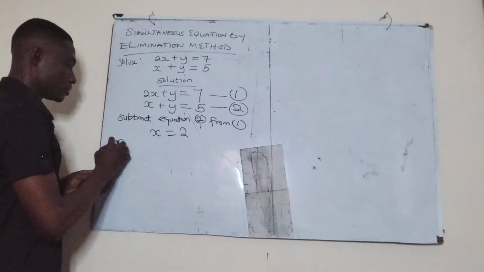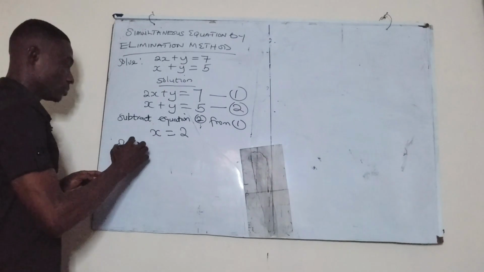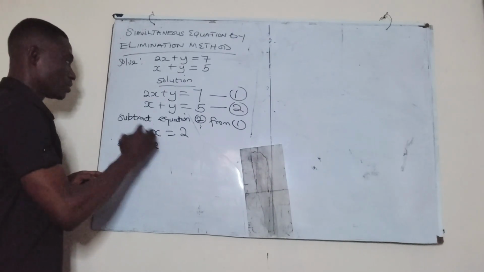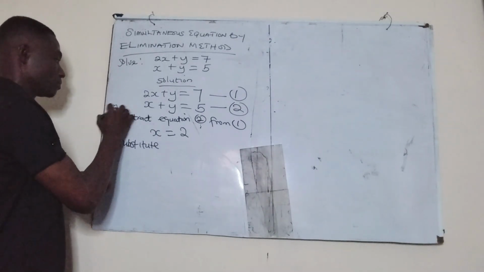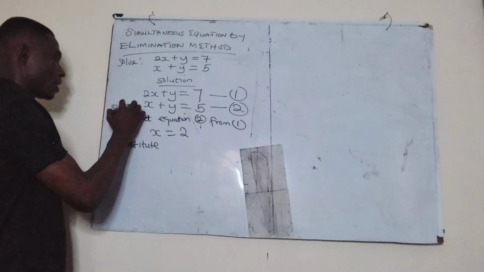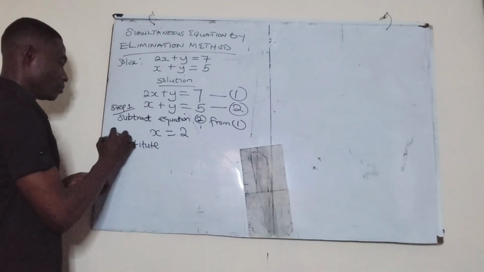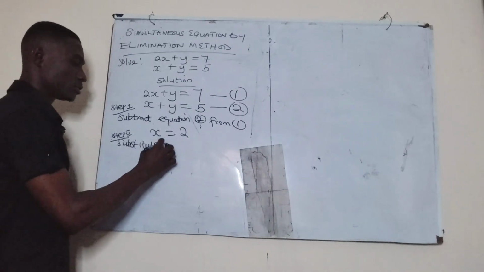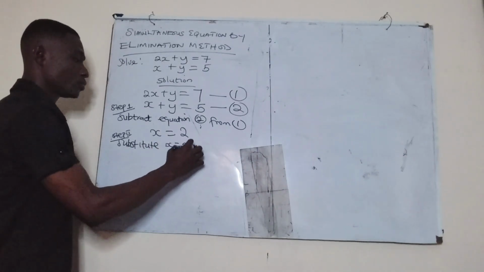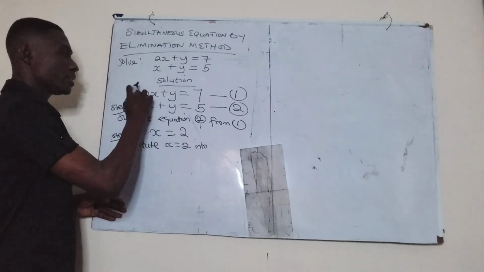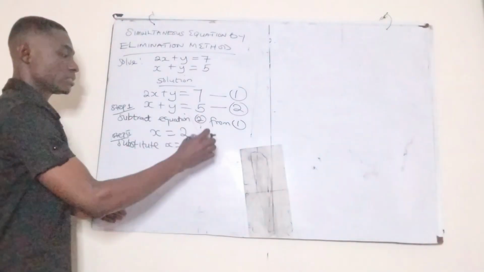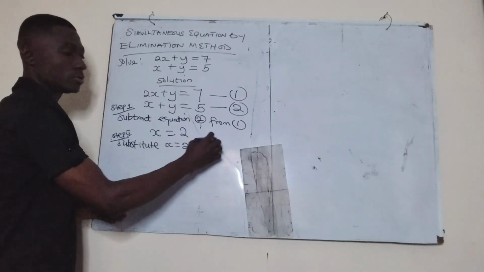So the next step is that we can substitute. Let me say this is step 1, that we have applied here. This should be our step 2. Step 2 is to substitute x equal to 2 into either of these equations. Either will work, but let's say we want to substitute into equation 2.